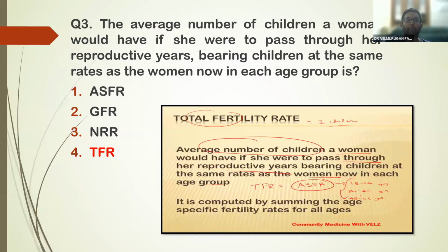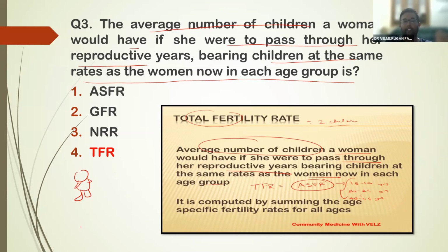The average number of children a woman would have if she were to pass through her reproductive years, bearing children at the same rate as the women now in each age group. So what is the question being asked? What is the average number of children a woman would have if she were to pass through her reproductive years? So what are her reproductive years? Like 18 to 45 or 49 years.